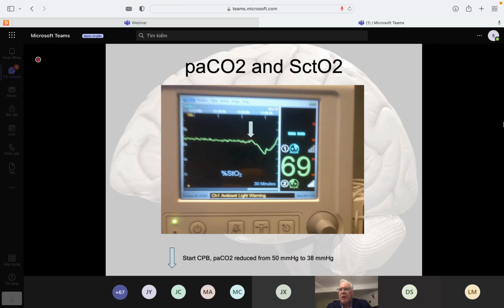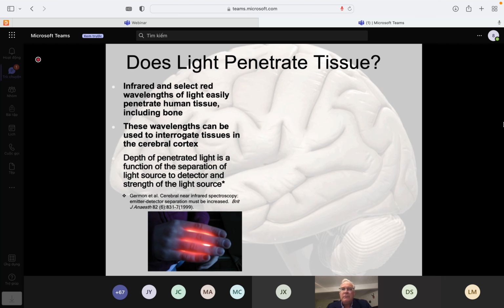This is a patient where we went on bypass, and you can see how after initiating cardiopulmonary bypass and the perfusionist having their sweep a little bit too high, the CO2 declined. And all we had to do was let the CO2 rise, ask the perfusionist to reduce the sweep, let the CO2 go from 38 back up to 50, and you can see how cerebral oximetry normalized itself again.